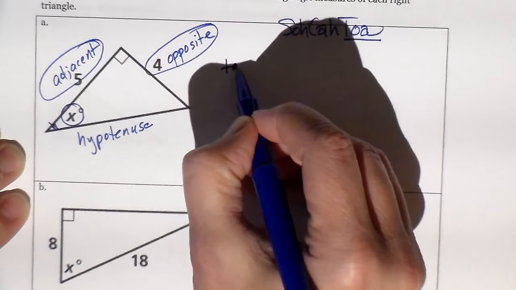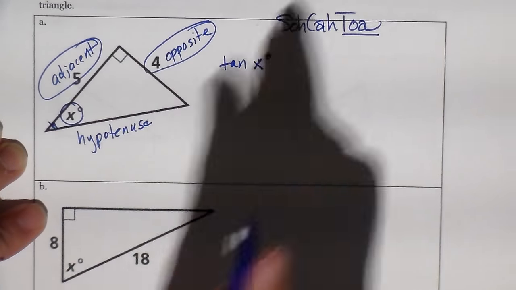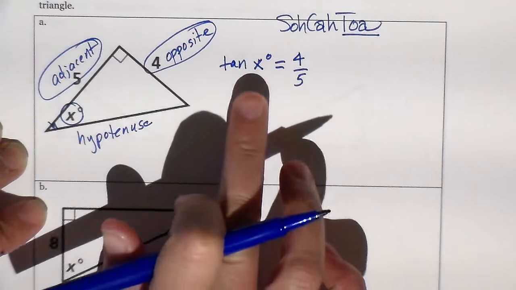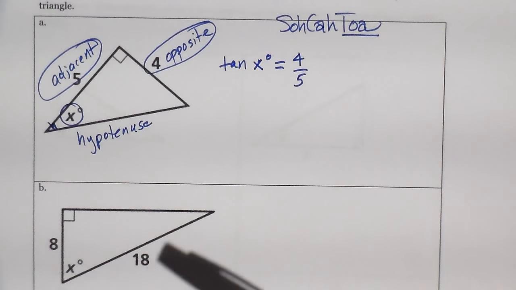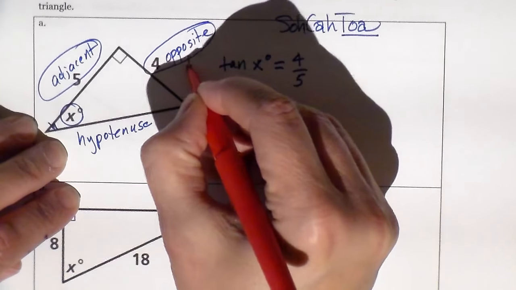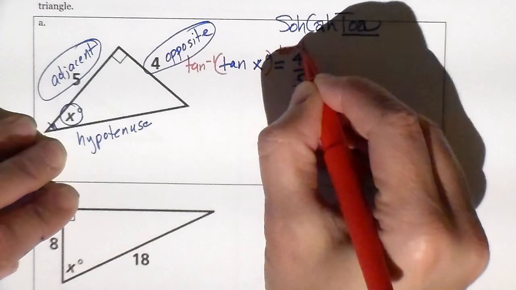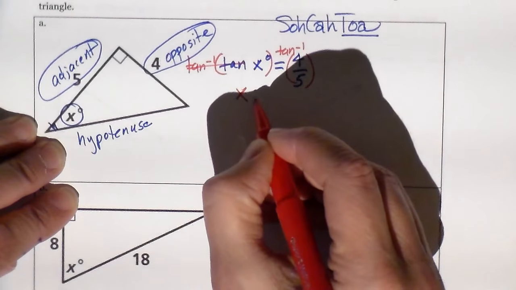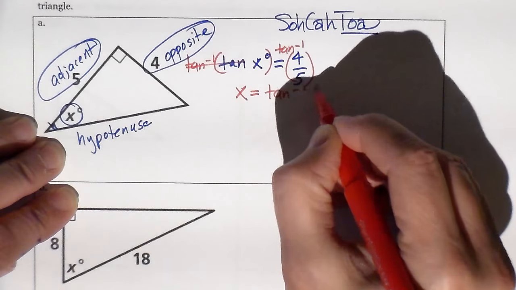So the tangent of x degrees, because we don't know what x is, that's what we're trying to find, is equal to the ratio 4 over 5. What angle gives us a ratio of 4 over 5 for opposite and adjacent? And remember, we talked about this. Now we're going to get rid of that function. We're going to inverse both sides. We're going to undo the tangent basically on one side. So what happens is those go away. I'm left with x because I did the inverse. And then I'm left with the inverse tangent of 4 over 5.